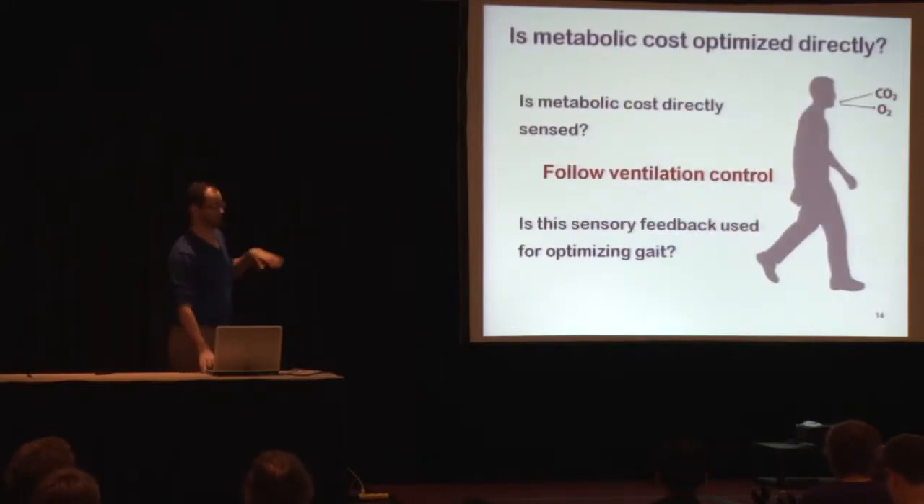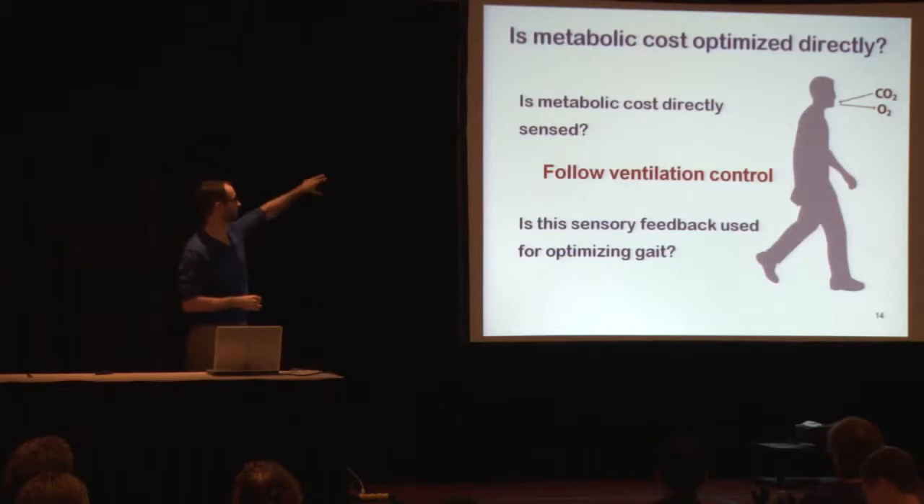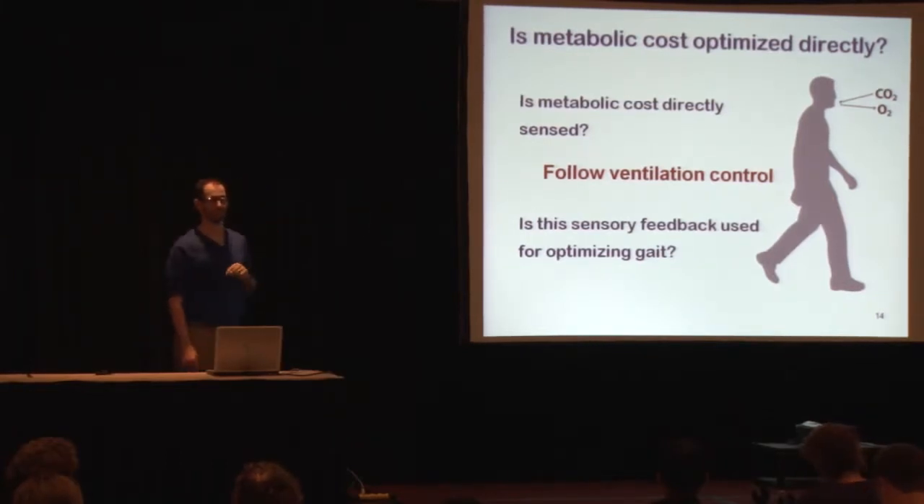Okay, and to answer the question, is metabolic cost actually directly optimized? This is a two-part question. The first question is, is metabolic cost directly sensed? And the second part is, if you sense it, are you using it in an optimization process? I want to convince you that the first question we know the answer to, and that it's true.